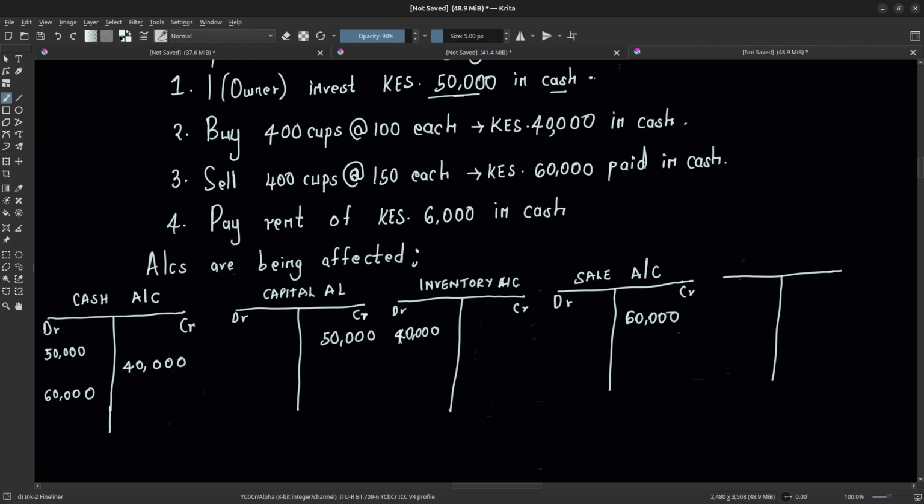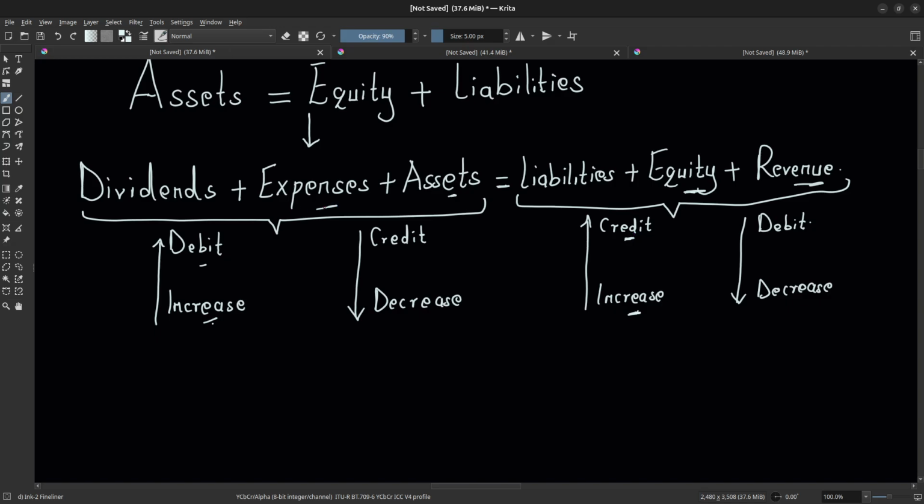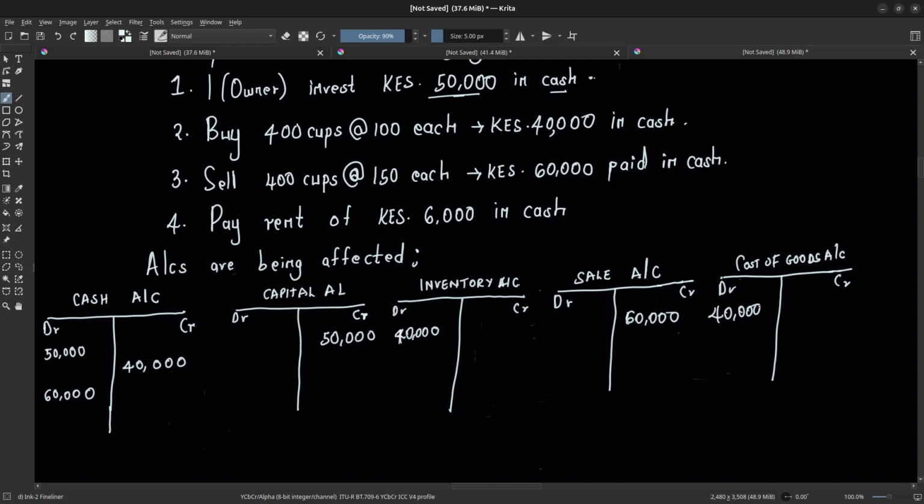Okay, so we're going to have the cost of goods account, which is basically an expense account where, don't forget, you bought these cups at the cost of 40,000. Why are we debiting? Because this is an expense account. If you look at the equation, an expense account, you need to debit to increase that account. So that is why we are debiting this account.